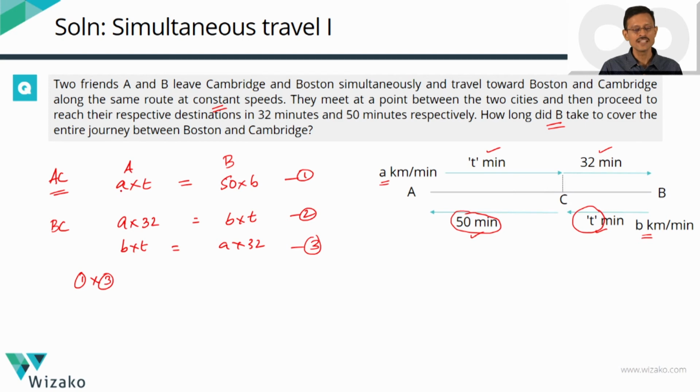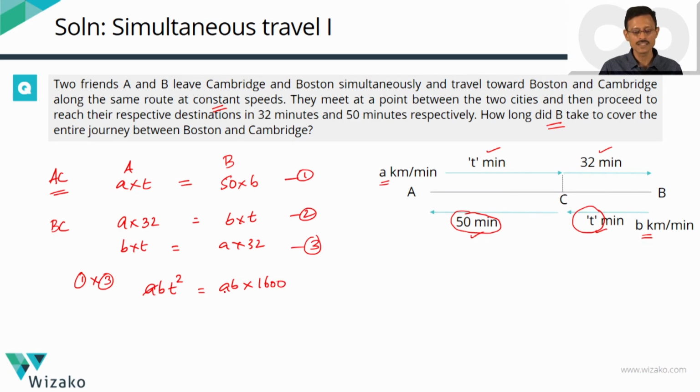What happens to the left hand side? A into t into B into t. So this is going to become AB into t square. What happens to the right hand side? Right hand side is 50 into B into A into 32. So it is A into B into 50 into 32, which is equal to 1600.